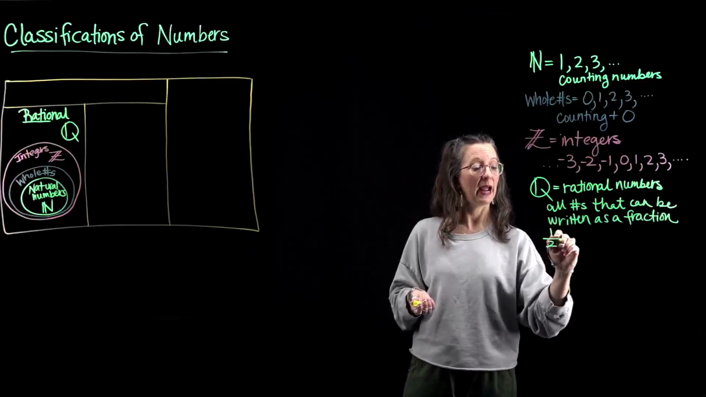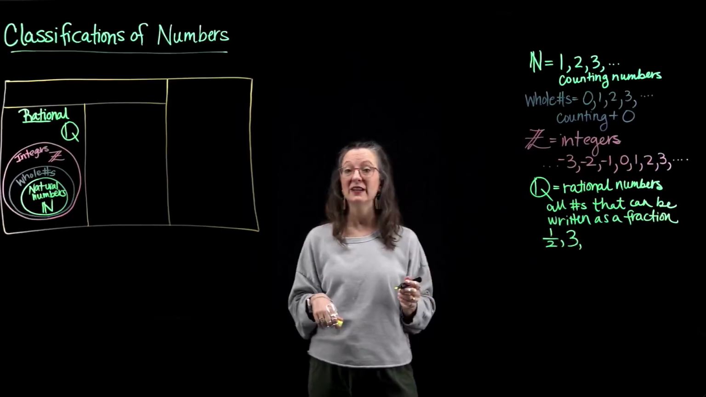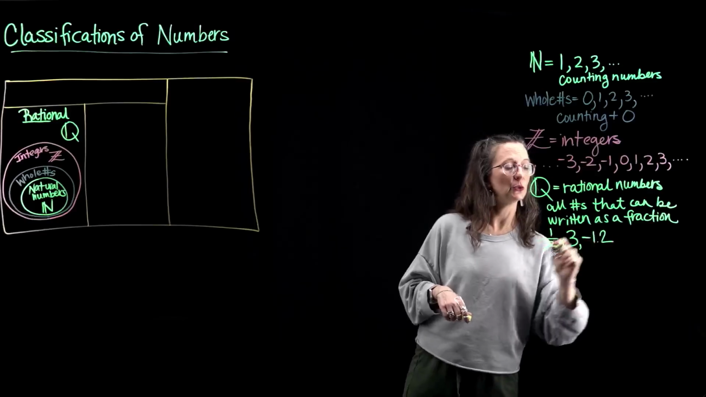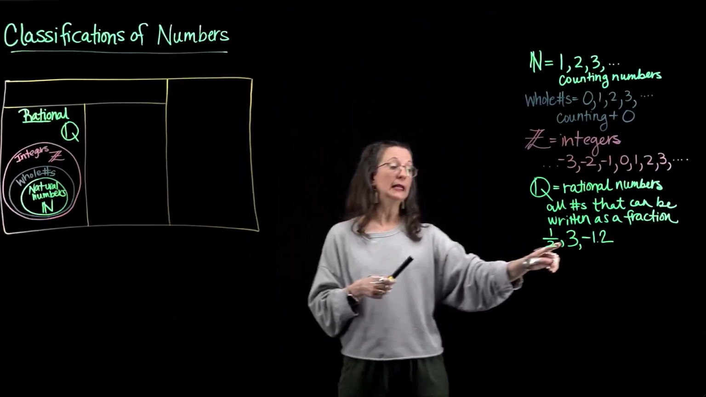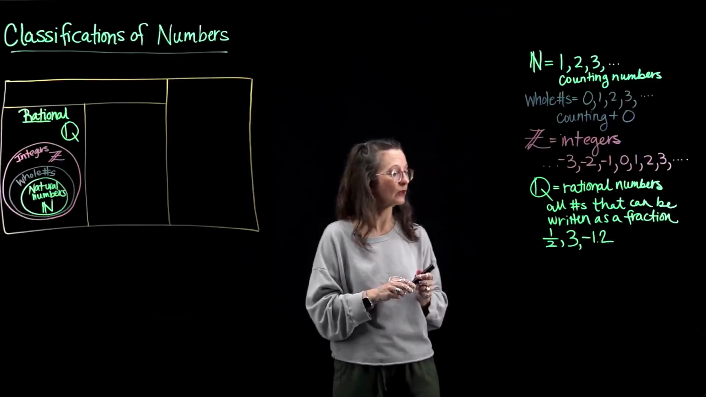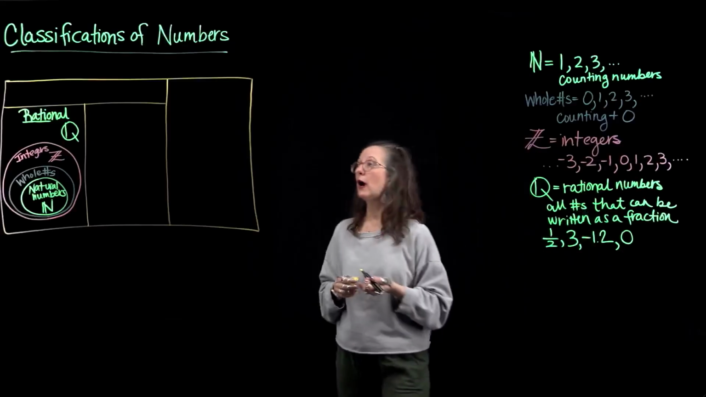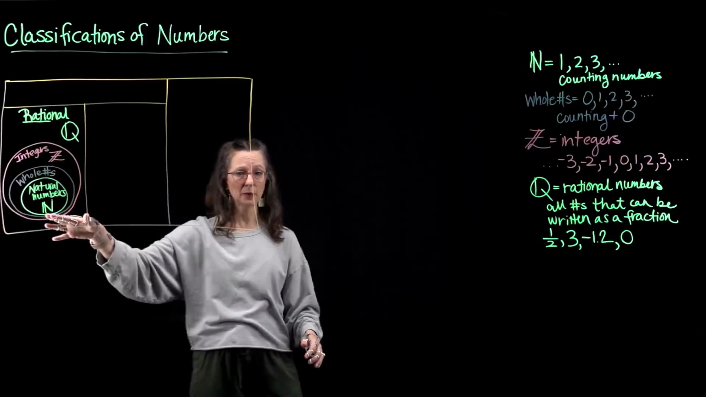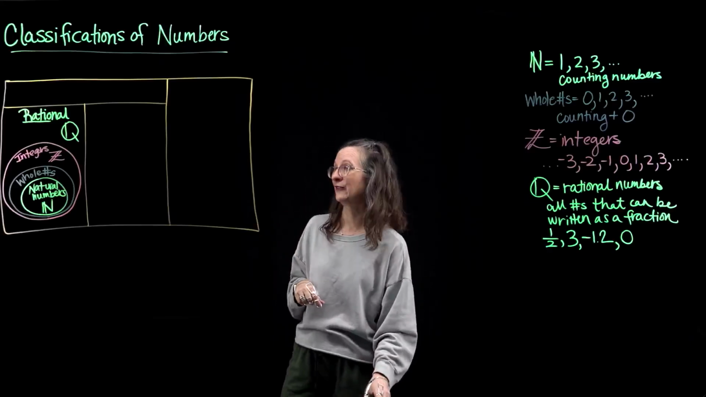So something like 1/2. Well, that's obviously a fraction. 3 can also be written as a fraction, 3/1. -1.2 can also be written as a fraction. Notice that any decimal that terminates can be written as a fraction. Okay, 0 can be written as a fraction. So these are our rational numbers. All right, so this box we can label pretty easily according to the evolution of numbers.